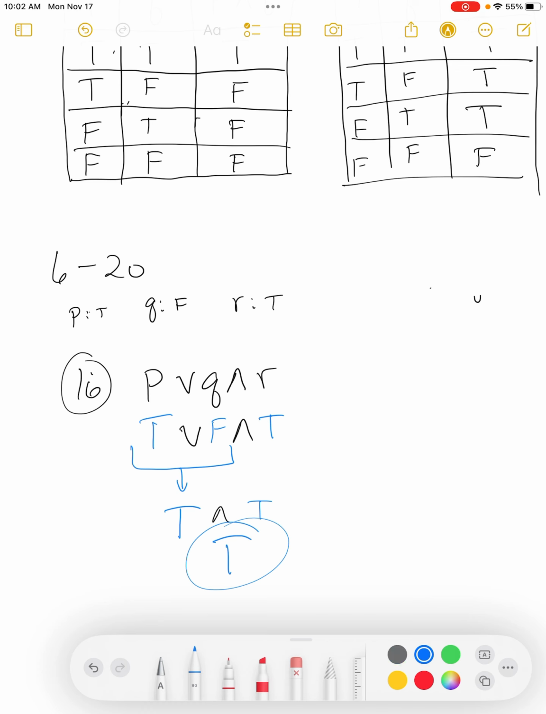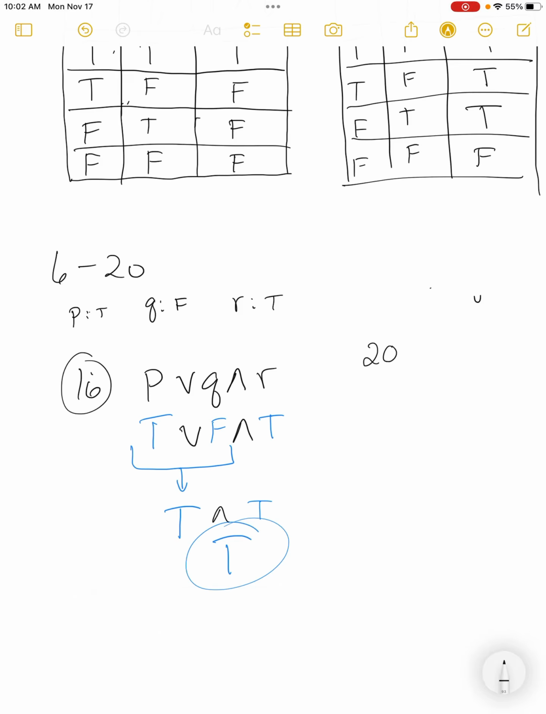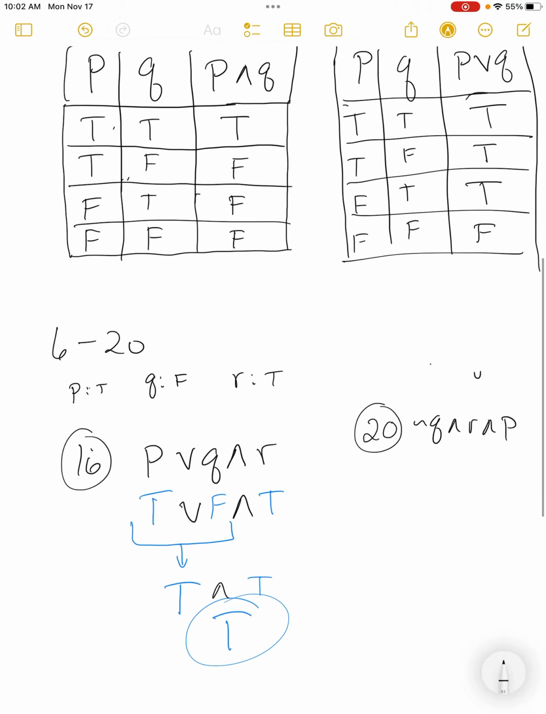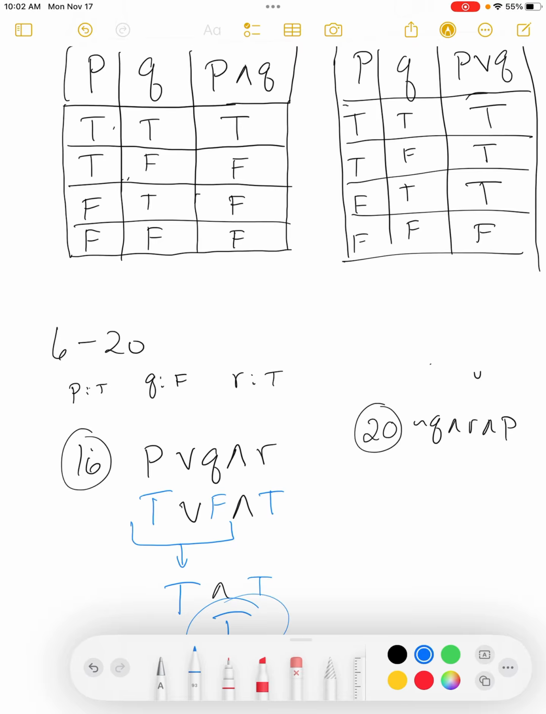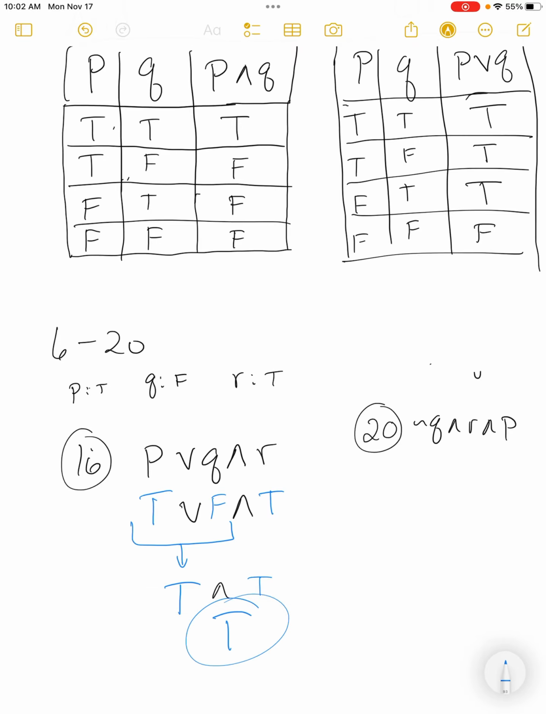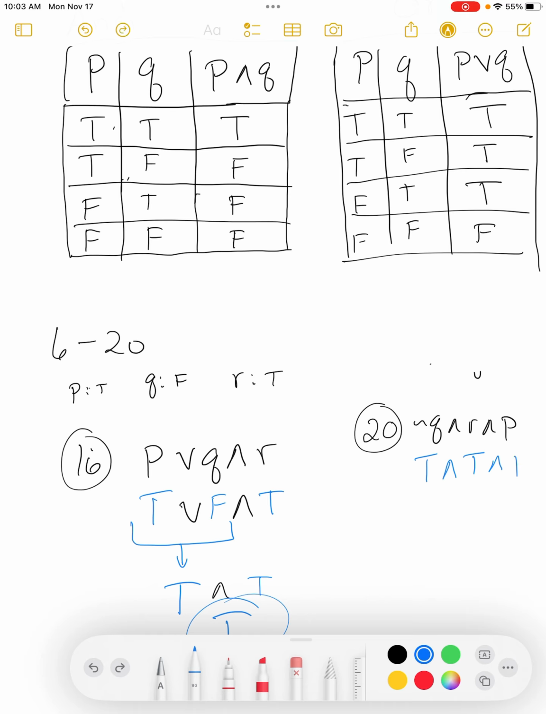Even up through, you can be like, well, Jensen, what's it going to be like for number 20? And here's number 20, the very last one in there, right? Because we went from 6 to 20. Here's 20: the negation of Q and R and P. Again, we're going to do it from left to right, but I would recommend putting in the negation right away. So Q is false, so the negation of Q would then be true. And that's going along for the right. R is true, and P is true.